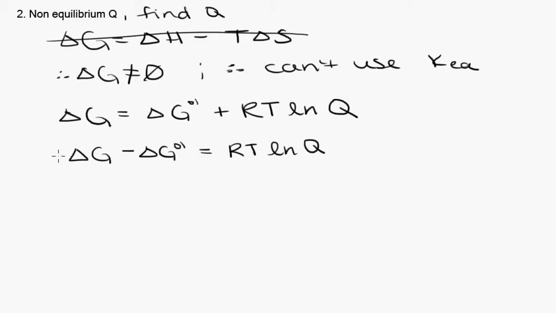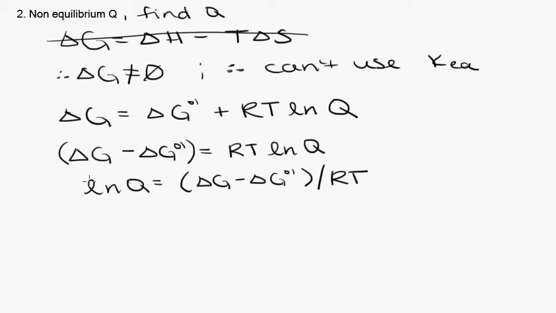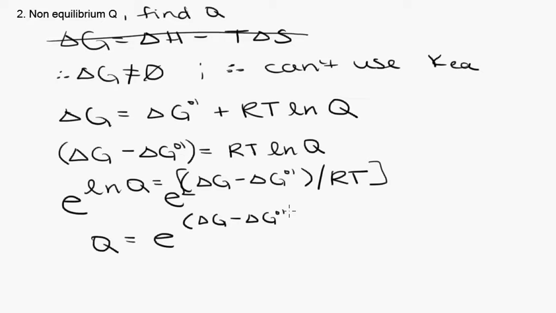Then we have to take this whole value and divide it by RT. So we get the natural log of Q equals this whole thing, delta G minus delta G naught prime, divided by RT. And again, we need to get rid of this natural log, so we're going to raise this entire expression, both sides, to the e. This cancels out, and we end up with Q, the mass action ratio, is going to be e to this power, whatever these values end up being, divided by RT.